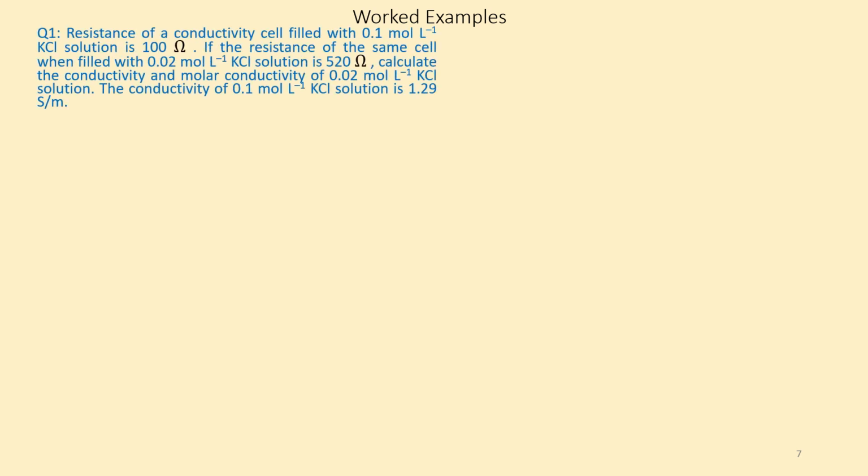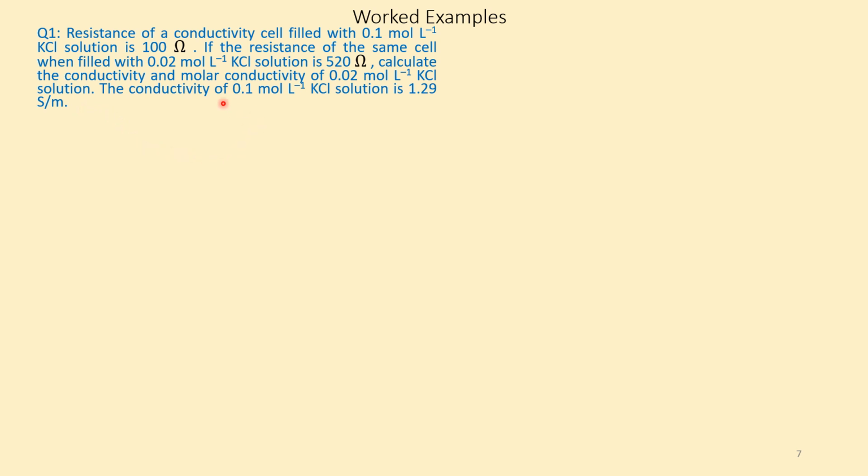Let us solve some numerical problems. Question number 1. The resistance of a conductivity cell filled with 0.1 mole per liter KCl solution is 100 ohms. If the resistance of the same cell when filled with 0.02 moles per liter KCl solution is 520 ohms, calculate the conductivity and molar conductivity of 0.02 moles per liter KCl solution. The conductivity of 0.1 mole per liter KCl solution is 1.29 Siemens per meter. Please read the question once again.